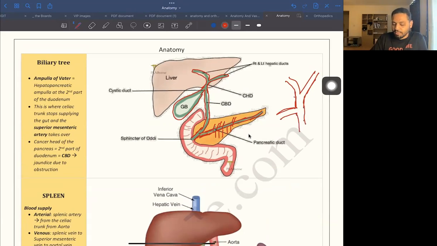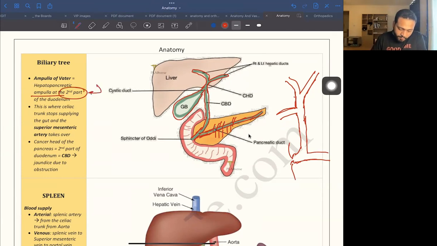When this happens, it's called the common bile duct. The common bile duct joins the pancreatic duct, and the pancreatic duct goes to the ampulla of Vater and drains into the second part of the duodenum, right? So this is basically your biliary tree, okay? The ampulla of Vater is the hepatopancreatic ampulla in the second part of the duodenum.